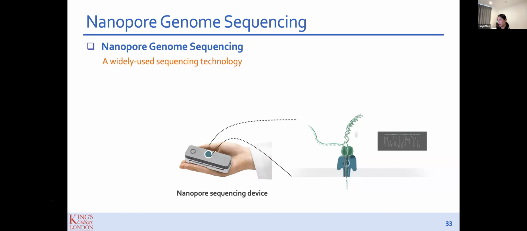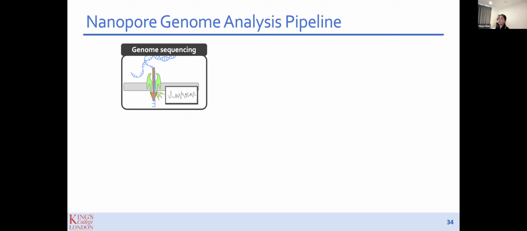When we analyze DNA, the DNA goes through the nanopore and it triggers some current change, the electricity changes. It's popular because it provides portable sequencing devices like this. It is very high throughput when doing the sequencing, and it's also very cheap compared to the previous sequencing technology. So here is the pipeline of nanopore genome analysis.